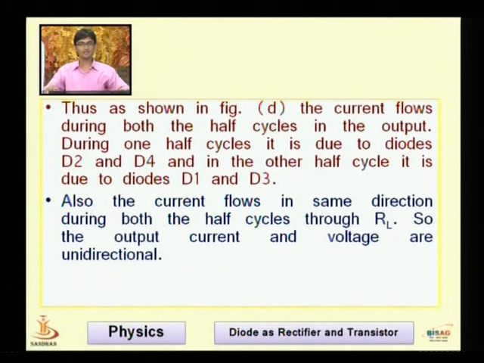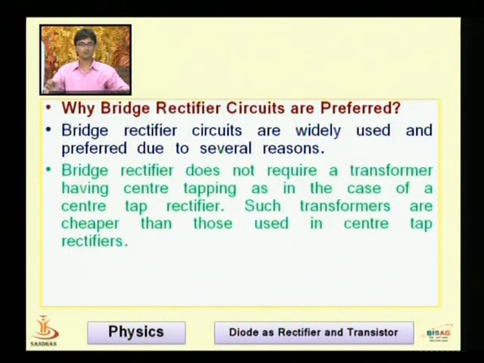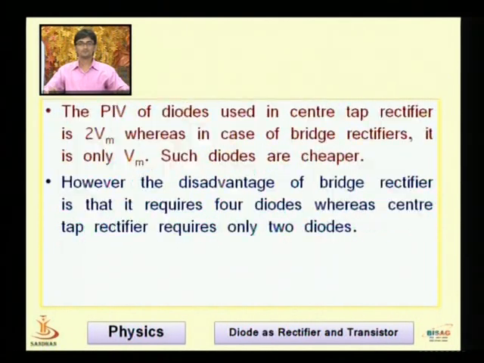Also, the current flows in the same direction, as we have discussed. Now, why are bridge rectifier circuits preferred? Bridge rectifier circuits are widely used and preferred due to several reasons. What are those reasons? Bridge rectifier does not require a transformer having a center tapping facility, as we have seen in the case of the center tap rectifier. The PIV of diodes used in center tap rectifiers is 2 Vm, whereas in the case of bridge rectifier it is only Vm. Such diodes are cheaper.